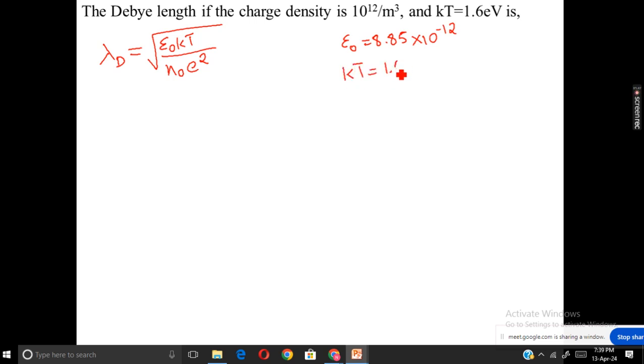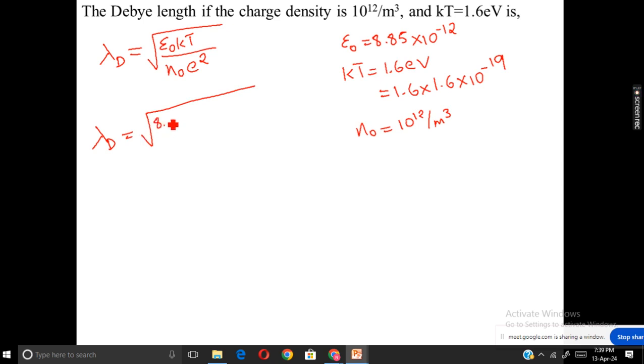kT is given as 1.6 electron volt, which is basically 1.6 into 1.6 into 10 raised to minus 19, and n0 is given as 10 raised to 12 per meter cube. Now, if we want to find Debye length, all values are given. Lambda d is equal to root of epsilon 0, 8.85 into 10 raised to minus 12 into 1.6 into 10 raised to minus 19.